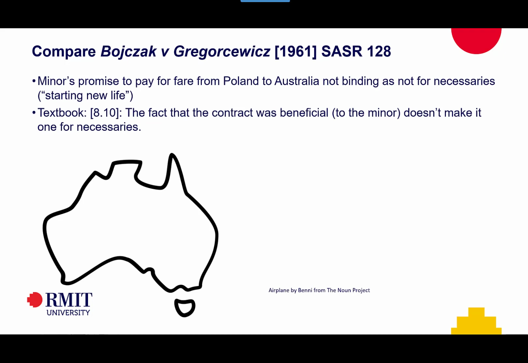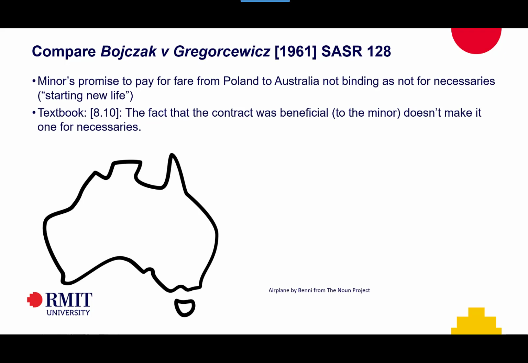In that case we had a minor who lived in Poland in 1961. So 1961, it's the Cold War. This person's living in Poland. Their life is pretty tough. They've got some relatives in Australia. So a minor, so 16 years old, I think, she convinces her auntie and uncle to lend her some money so that she can come to Australia and have a better life.